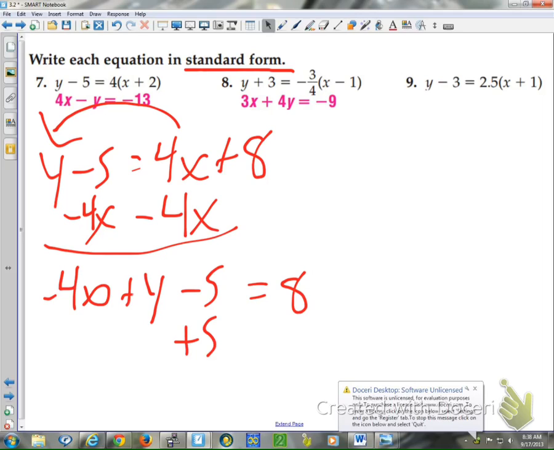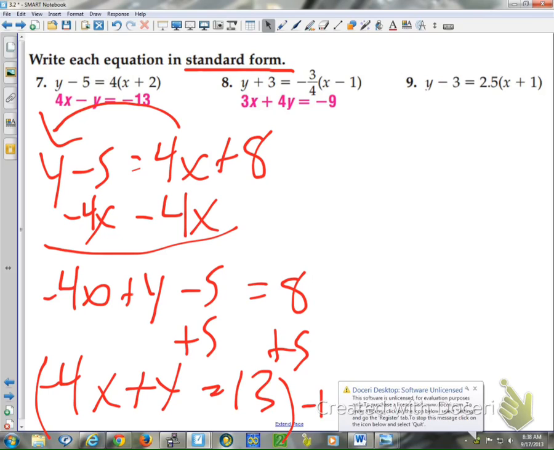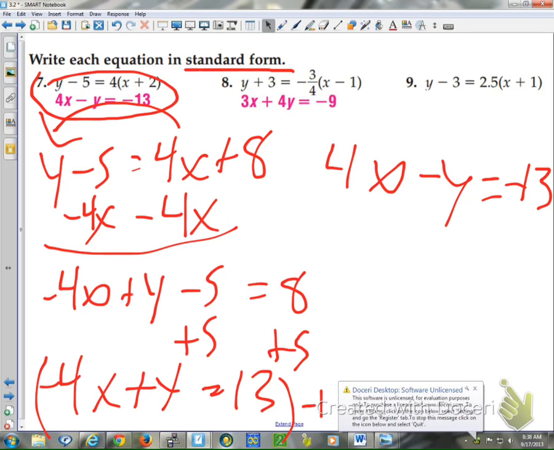So add 5 to both sides. And yes, you get negative 4x plus y equals 13. Am I in standard form? Why not? The negative 4. So I have to change everything's sign by multiplying it by negative 1. And that gives you positive 4x minus y equals negative 13, which is where this came from. Positive 4x minus y equals negative 13. Questions?